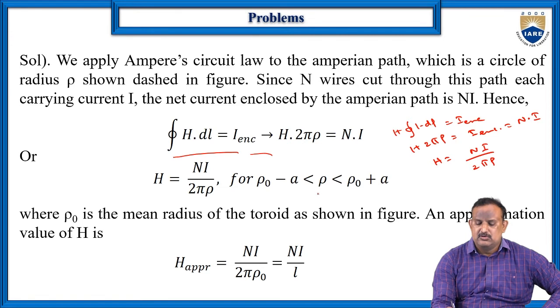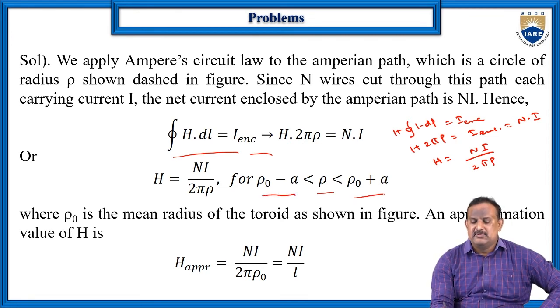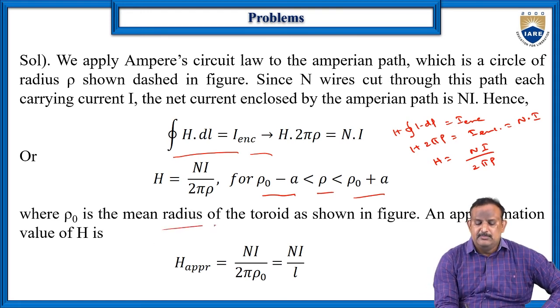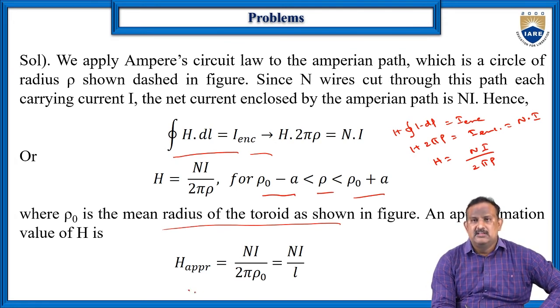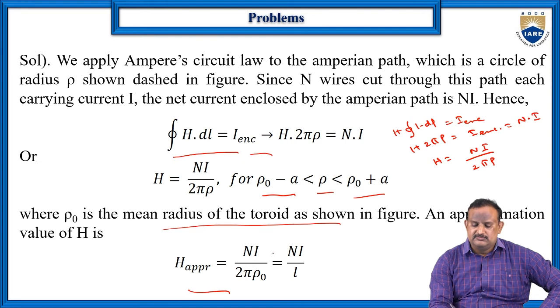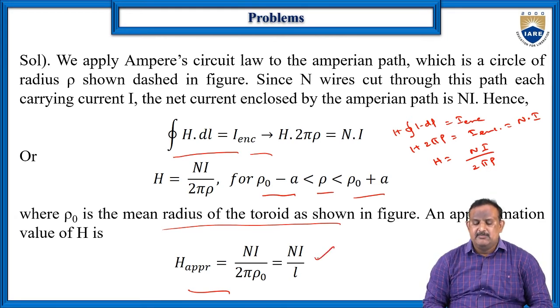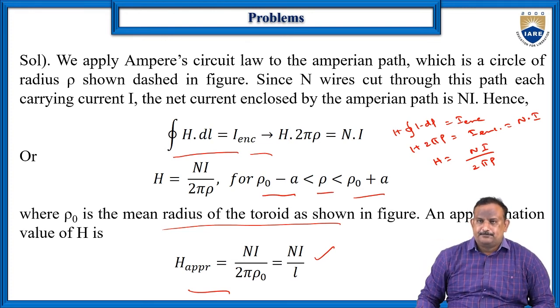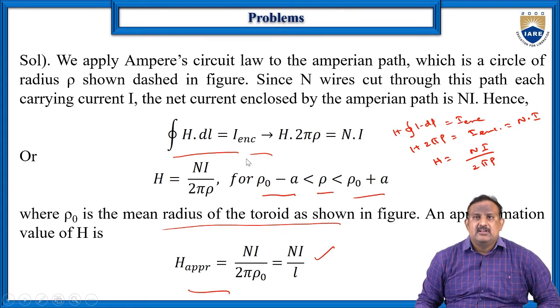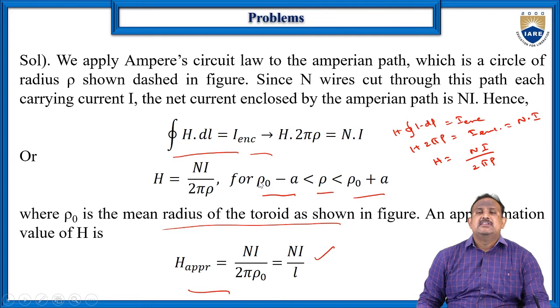Here the condition is that rho lies between rho naught minus a and rho naught plus a, where rho naught is the mean radius of the toroid as shown in the figure. As an approximation, the value of H is N I by 2 pi rho naught, which is equal to N I by L, where L is the total circumference of the circle. This is the magnetic field intensity inside a toroid.